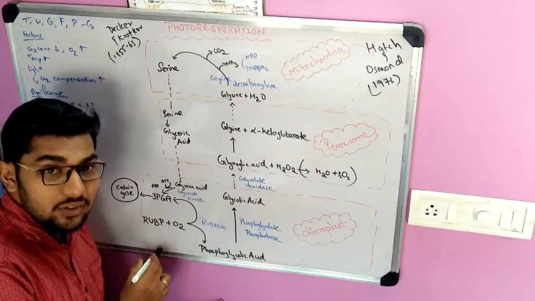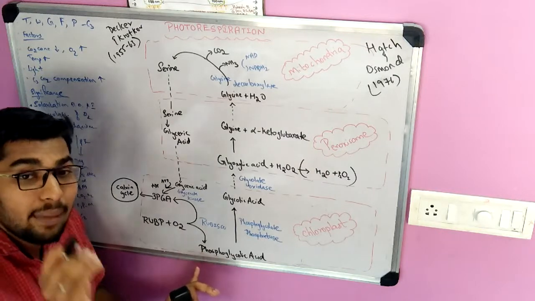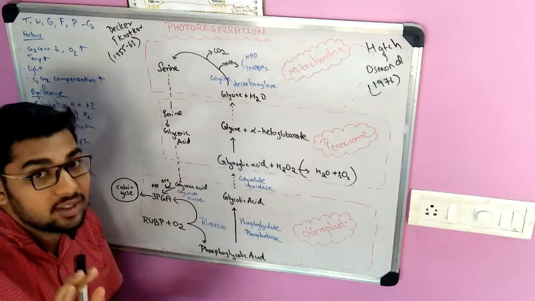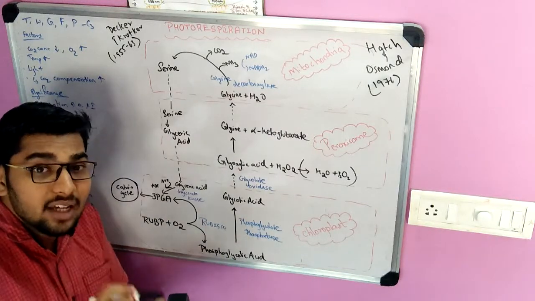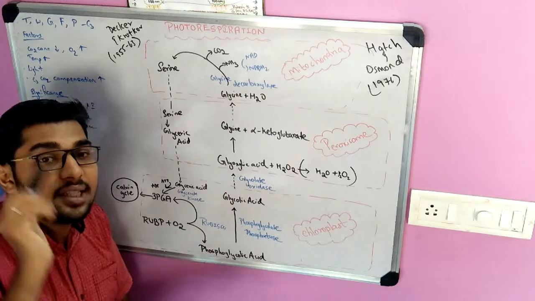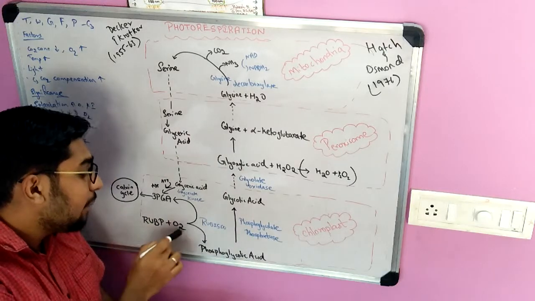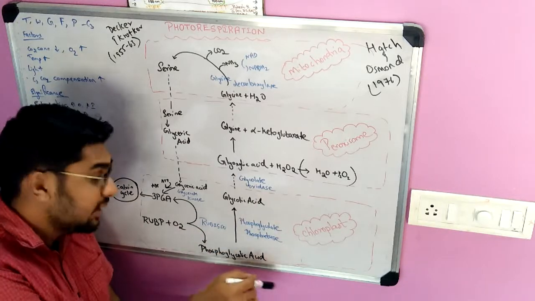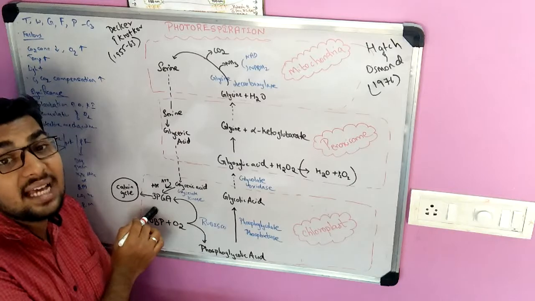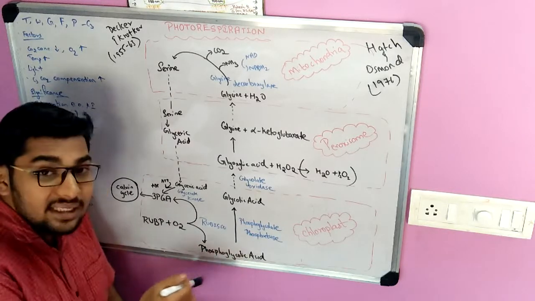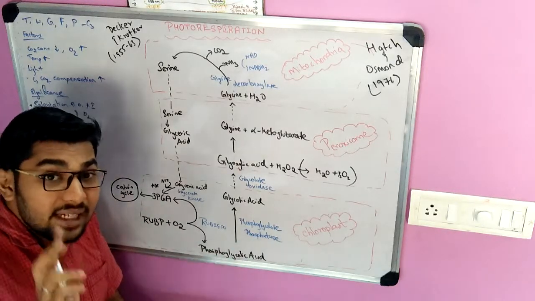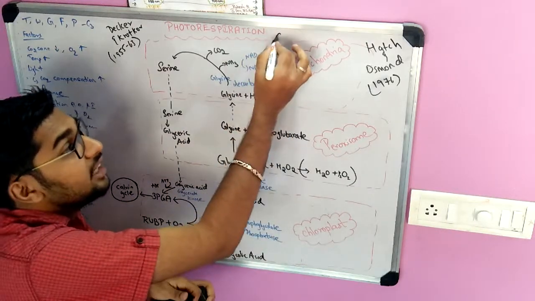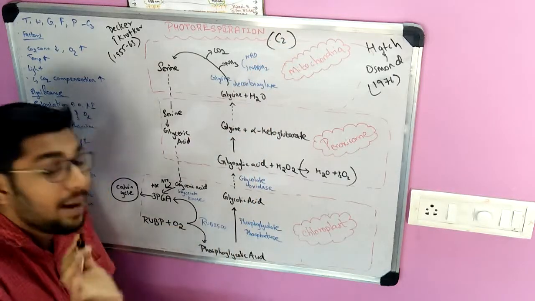RuBP, as we all know, ribulose bisphosphate, combines with oxygen in the presence of a low concentration of carbon dioxide. So the condition is that the carbon dioxide concentration should be low and oxygen should be more. At that time, RuBP combines with oxygen and forms phosphoglycolic acid and 3-phosphoglyceric acid. Phosphoglycolic acid is a C2 compound, that means it has two carbons. Hence this pathway is also called the C2 cycle or phosphoglycolate pathway.